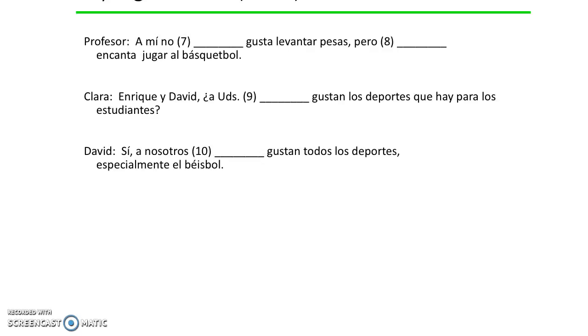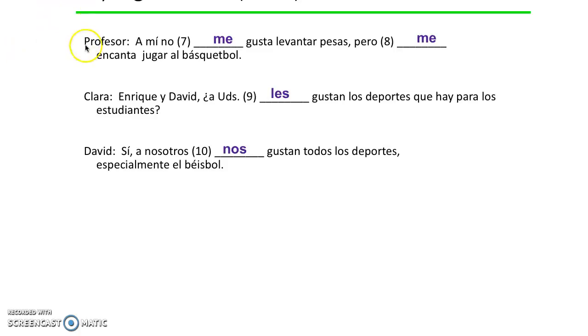Okay, so clase, número siete is going to be me because of a mí. And ocho is also going to be me. Número nueve, les. Okay, because of ustedes. And número 10, nos, because of nosotros.